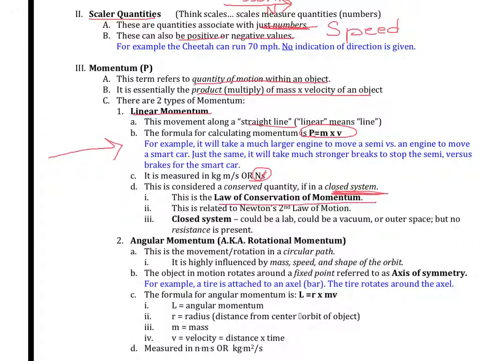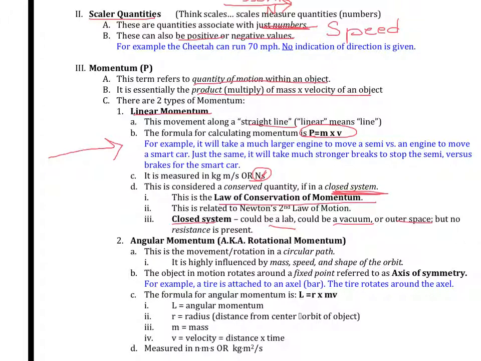is conserved. And that goes back and relates to Newton's second law. The force applied equals mass times acceleration. In a closed system, that momentum gets conserved. And when we say closed system, we mean something like a lab or in a vacuum or in outer space, where there's no resistance present, or when there's nothing from the outside acting on that thing. That is known as a closed system.